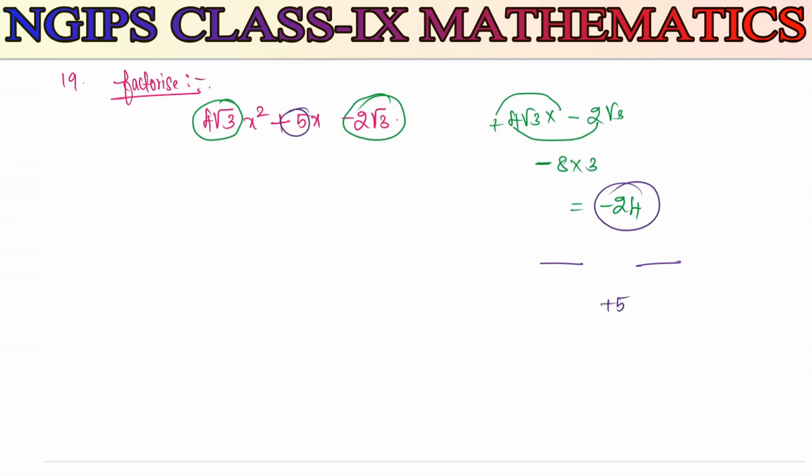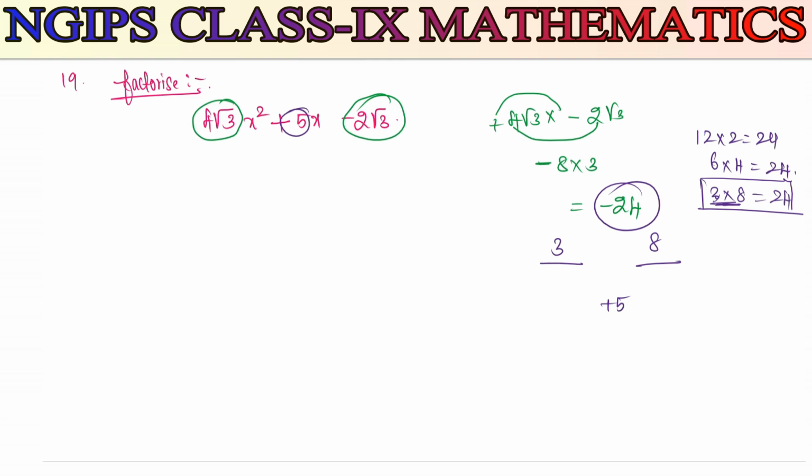So what are the numbers here? I can take here 12 2s are 24. 6 4s are 24. 3 into 8, 8 3s are 24. So I can go with this number because when you add or subtract these two numbers you will get 5. So I can fix here 8 3s are 24.